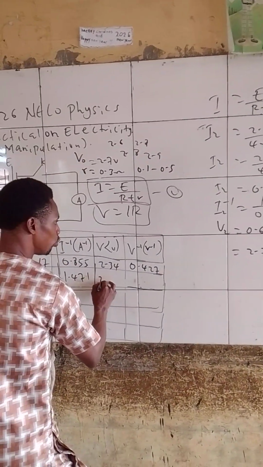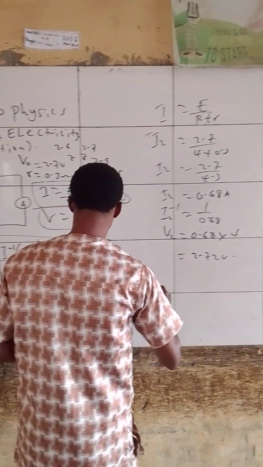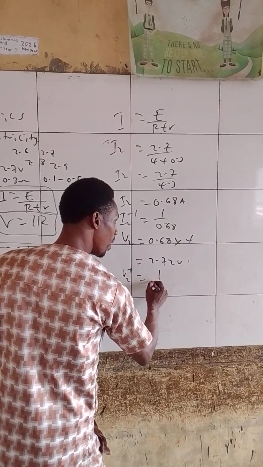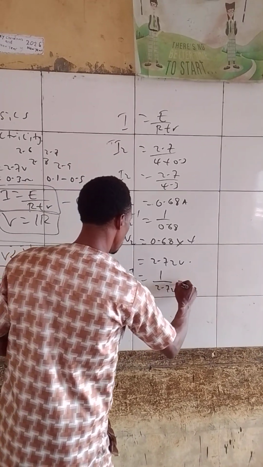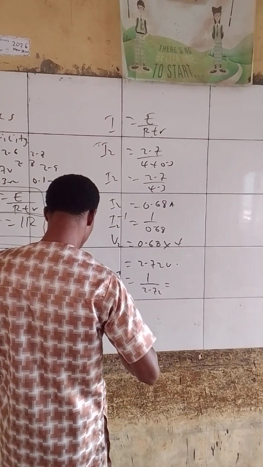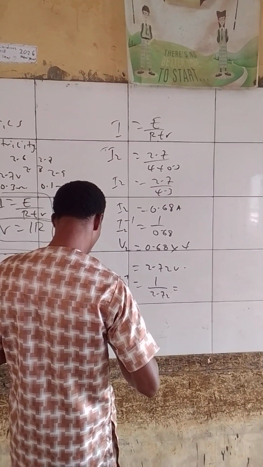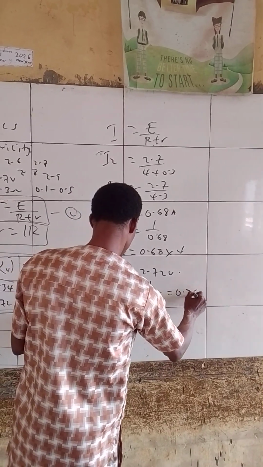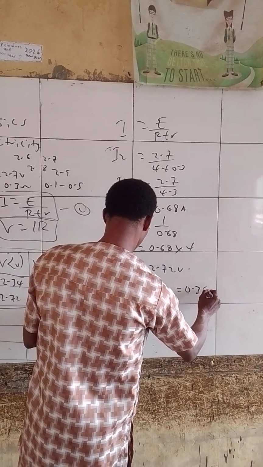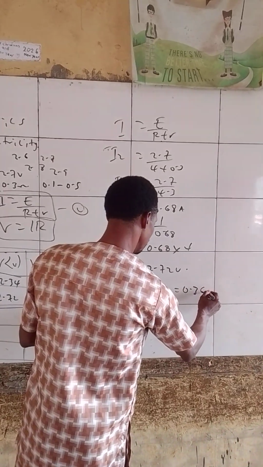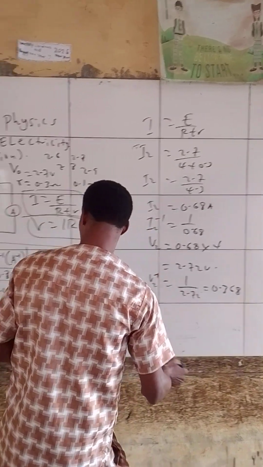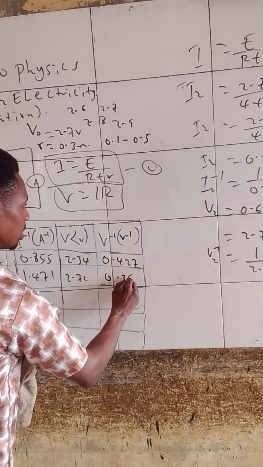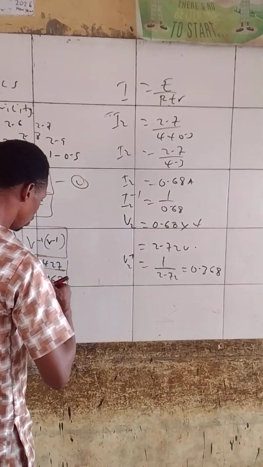So I'll write here 2.72. So I want to get my V inverse. V inverse means 1 divided by 2.72. I'll punch it now. That is 1 divided by 2.72. And that gives me 0.368. I'll put it to this one. So I'm done with this.